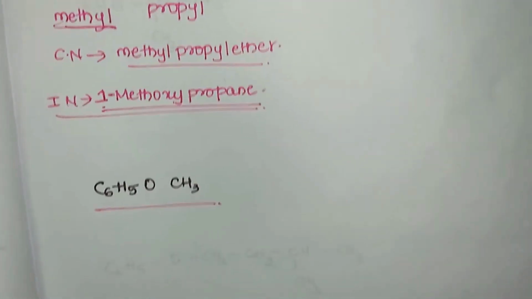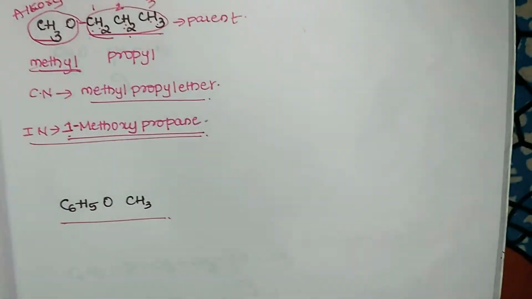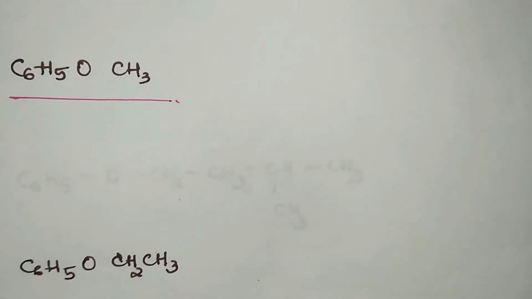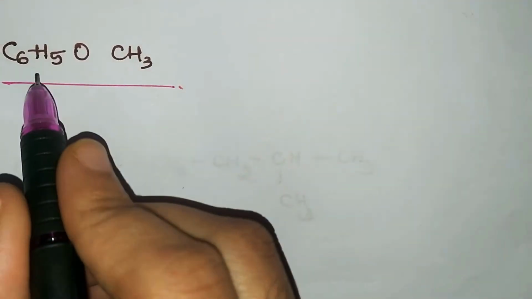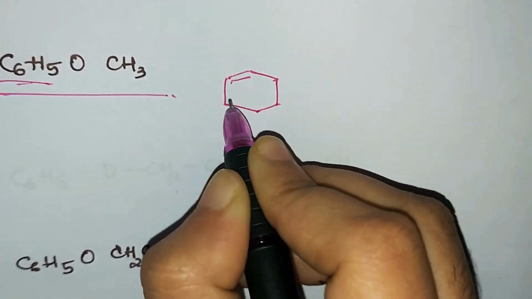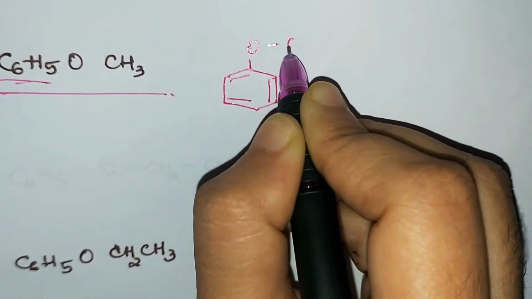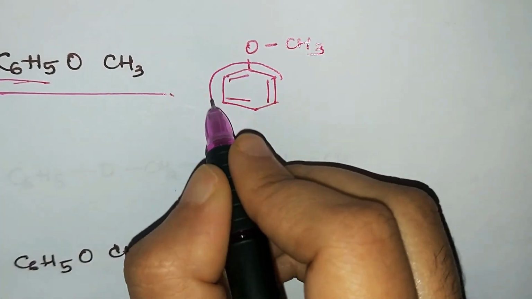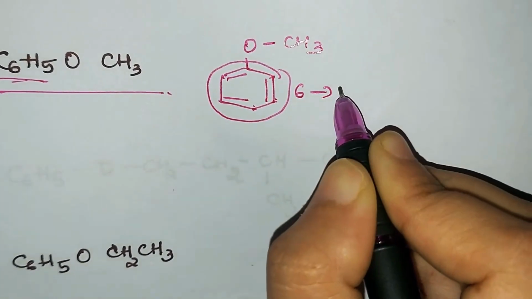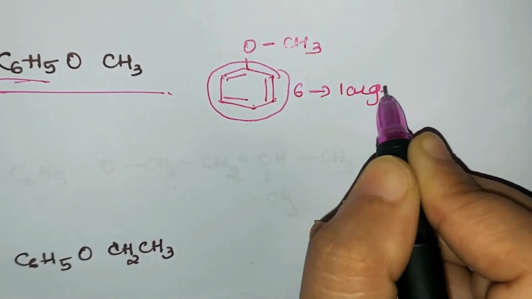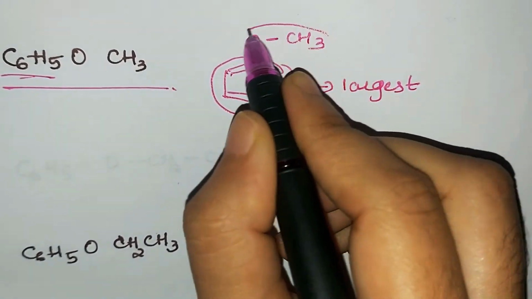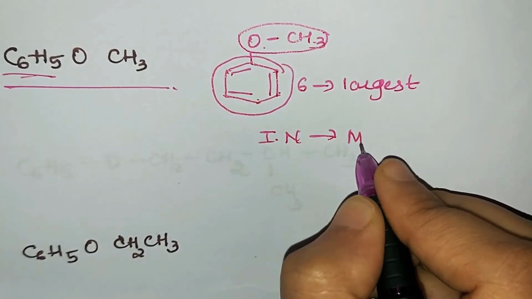Okay, let's go with the next example. C6H5OCH3. Here you will observe that C6H5 is nothing but the benzene ring. We will see both the common name as well as the IUPAC name. Consider the group attached here. It contains how many carbon atoms? Six, that is the benzene ring. It is the largest, having more carbon atoms, so it will act as the parent chain, and OCH3 will act as a prefix.